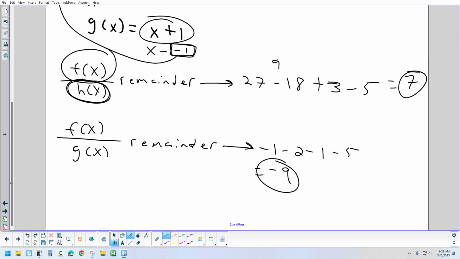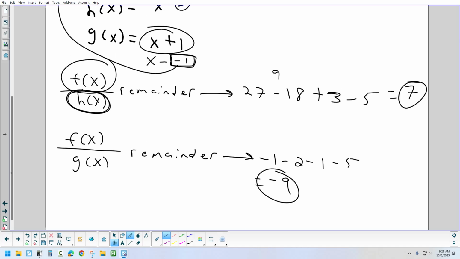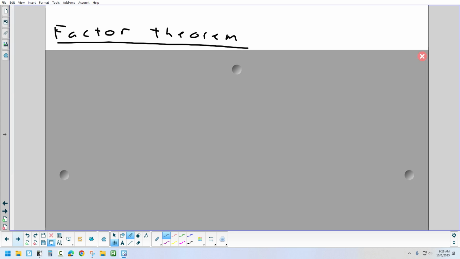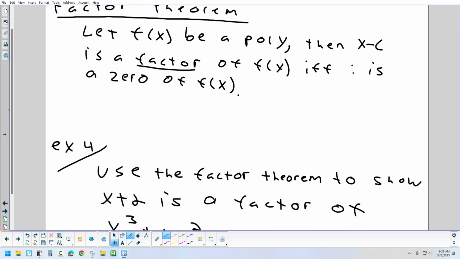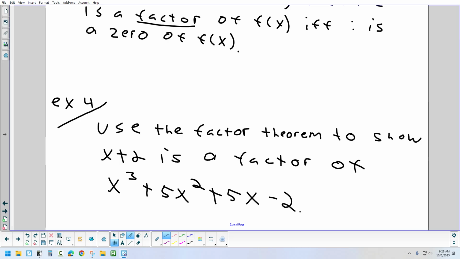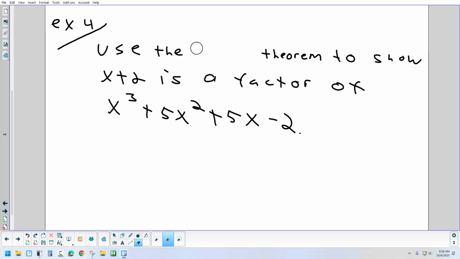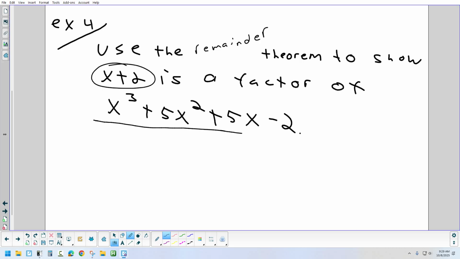Okay. So any question on using the remainder theorem? When you see directions in the homework that say use the factor theorem, we're using the remainder theorem. It's kind of the same thing. So use the remainder theorem to show that this is a factor of that.